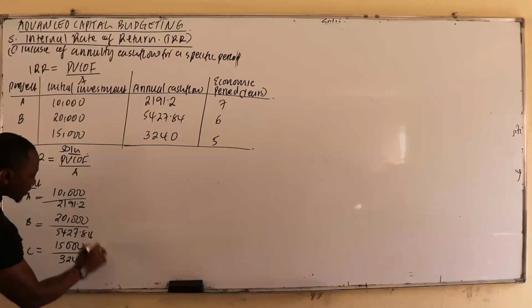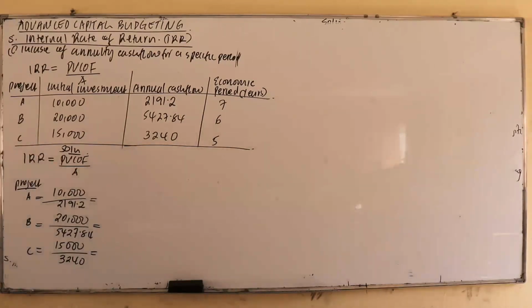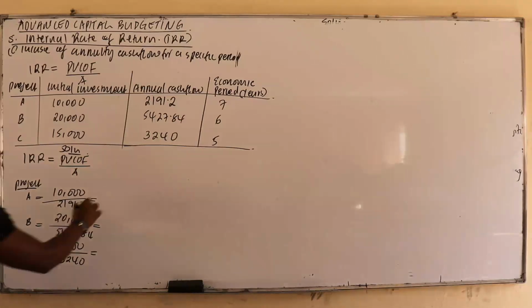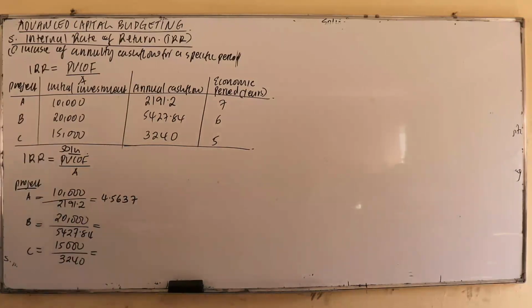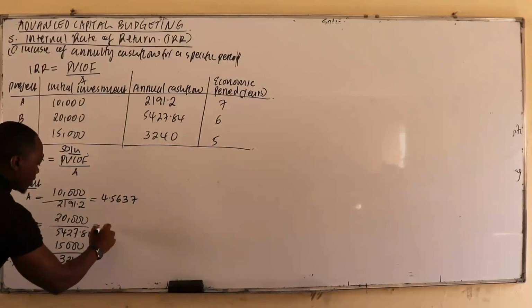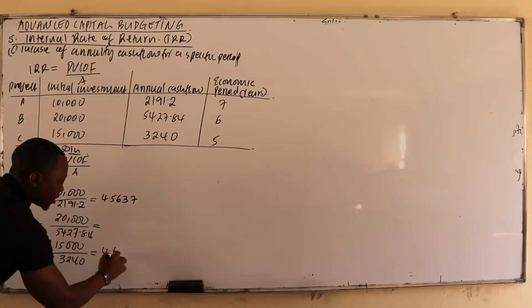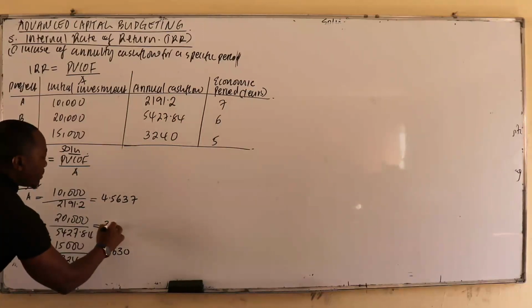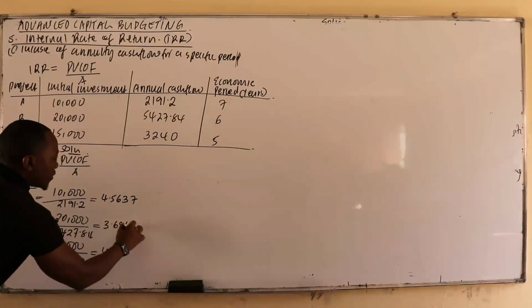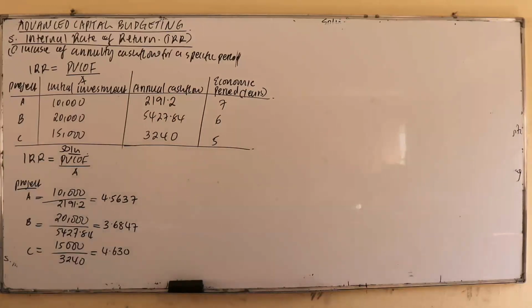Now give me that to 4 decimal places. That gives 4.5637. Then the next one is 3.6847. Good. But that's not the internal rate of return.